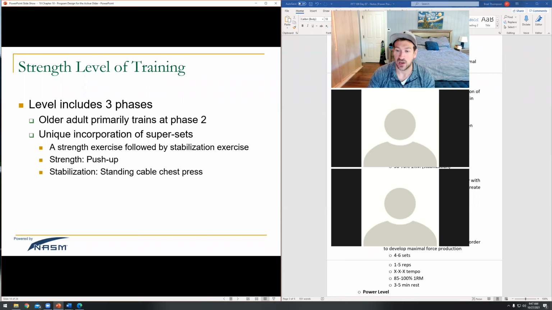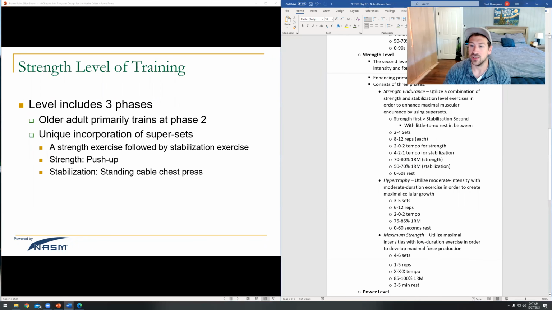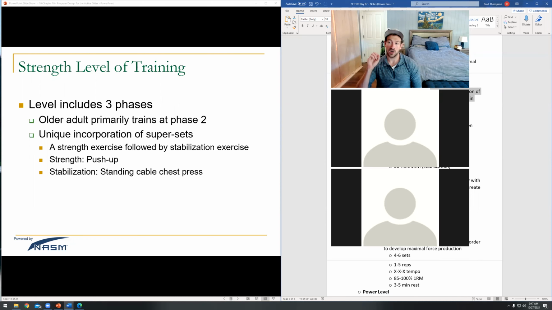So there are a couple of rules you have to follow in the strength endurance phase. Strength endurance will utilize a combination of strength and stabilization exercises in order to enhance your muscular endurance through using supersets. There are 2 rules for strength endurance. First rule, you need to do a superset, and a superset is 2 exercises back to back, right? A strength endurance superset is 2 exercises back to back, 1 strength exercise first, 1 stabilization exercise second. So that's our first rule.